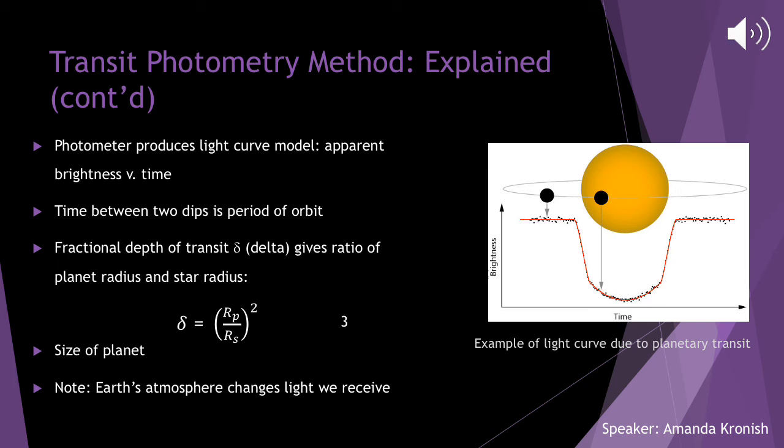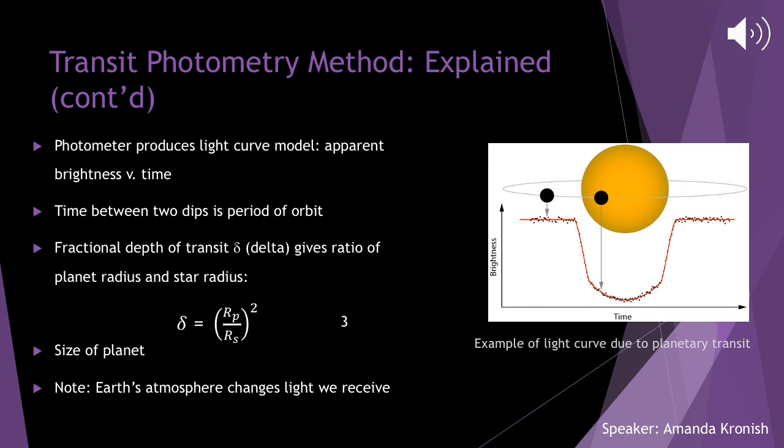This equation for apparent brightness allows us to produce a light curve model, a graph of apparent brightness of a star versus time. A light curve model provides us with information on a planet and its orbit around its star. The time between two dips in brightness is the period of the planet's orbit. Using the fractional depth of transit, delta, in other words, how much the star dimmed by during the time of transit, we can find the following ratio.